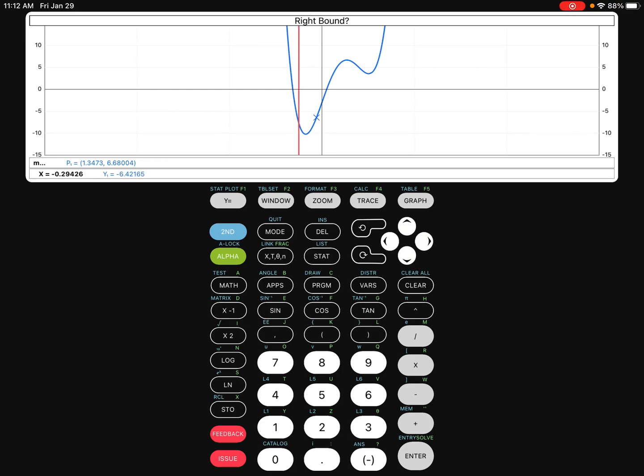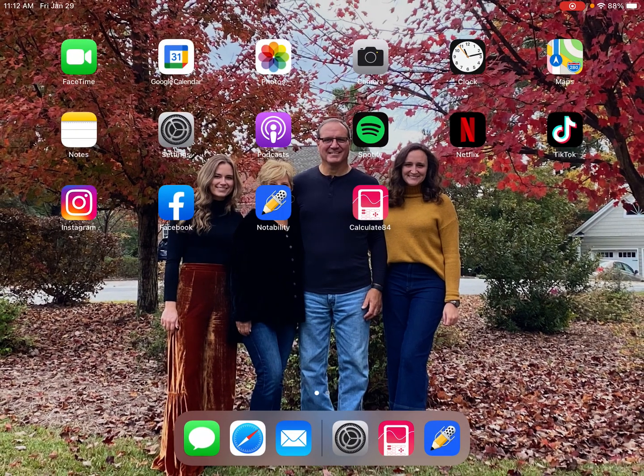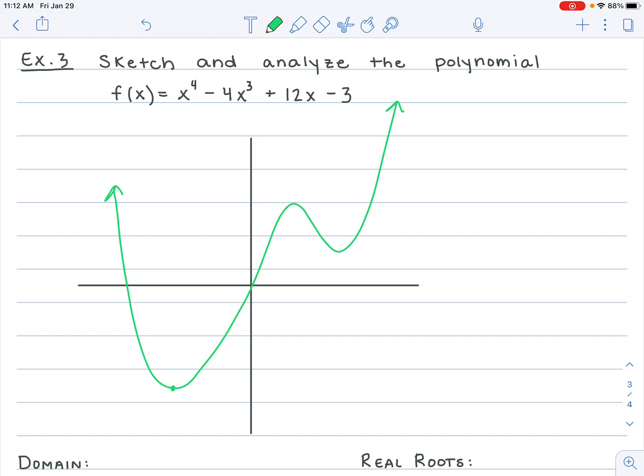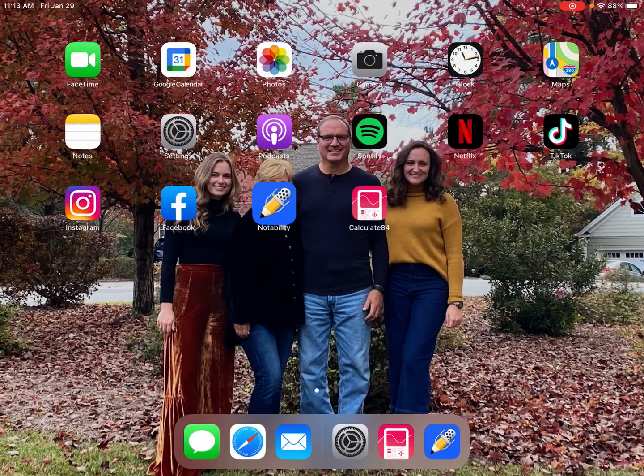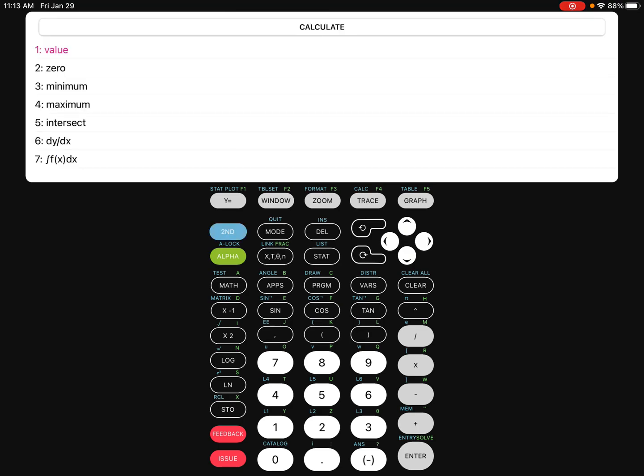The first question is, is it left bound? So you want to see if that little X is left of your minimum, and it is, so you push enter. Then you move it so it's to the right of that minimum, push enter. And right here on my screen, it's that first line here, it says P1. That means my minimum is at negative 0.879, comma, negative 10.234. So I'm going to write that in. So this point right here is at negative 0.879, comma, negative 10.234. And we're going to find this maximum next and then this minimum next.